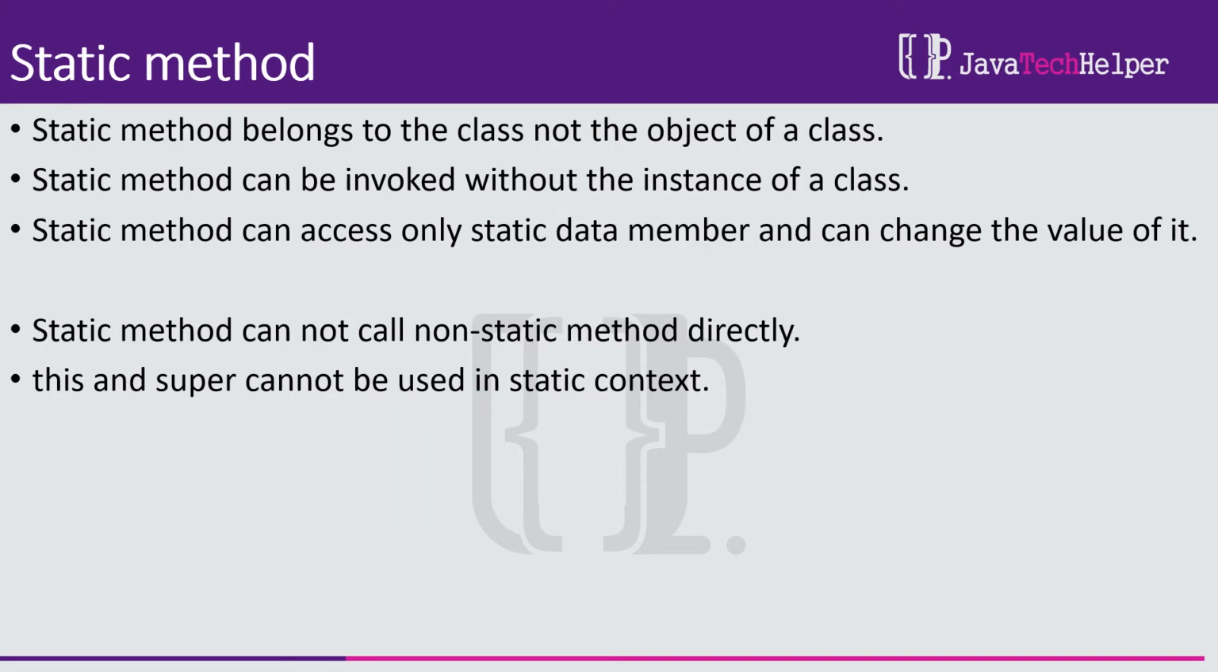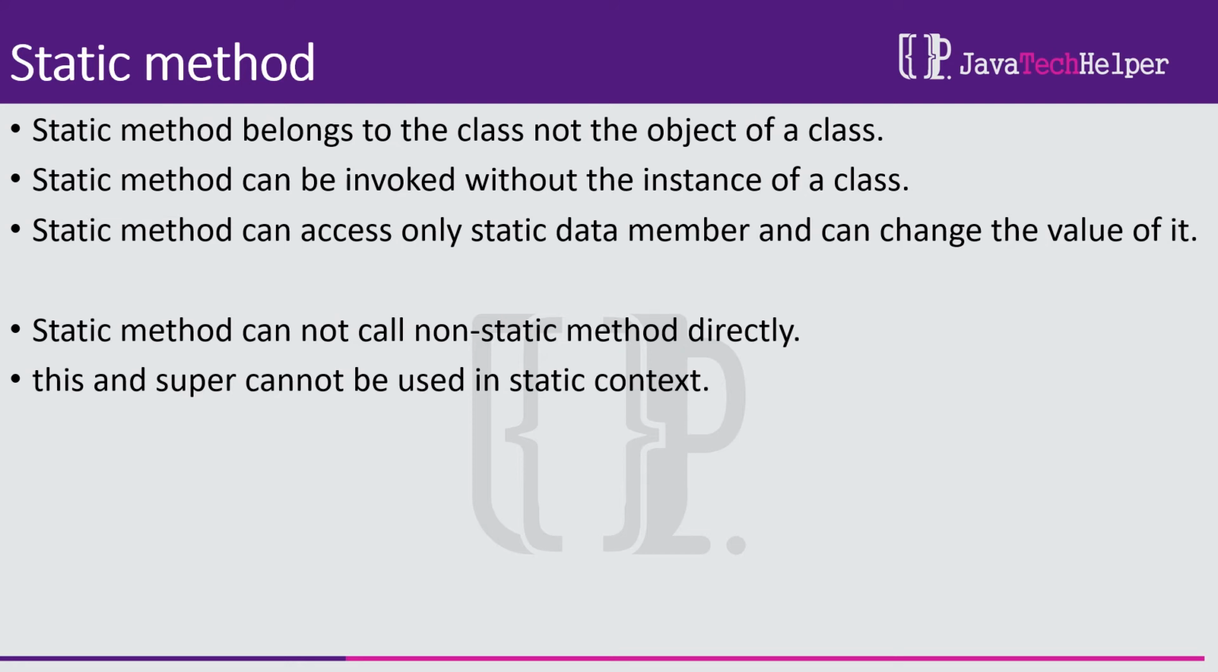Now what is a static method? Again, it belongs to the class, not the object of the class. A static method can be invoked without the instance of the class. We do not need to create the instance or object of the class. We can directly call the static method with ClassName.methodName.